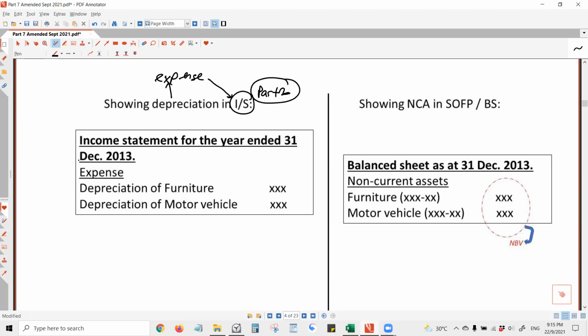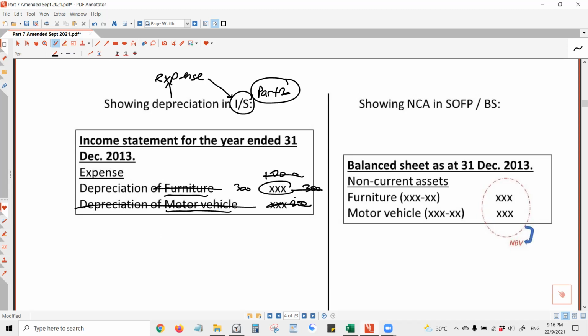Okay, now let's see. You have many kinds of NCA. For example, you have furniture, you have motor vehicle. Can you combine their depreciation together? For example, this is 100, this is 200. Can you combine into one, become 300, then you write depreciation alone? Answer is no, don't.